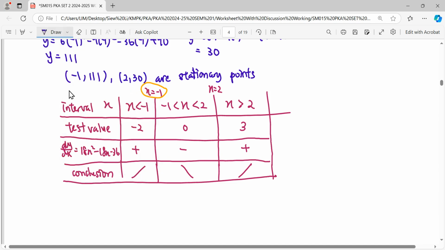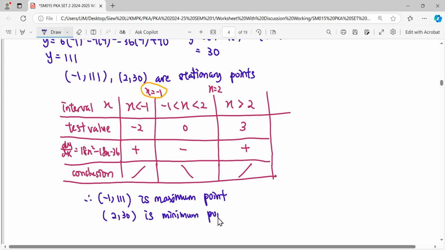So from here, we can conclude that negative 1, 1 is your maximum point. And then 2, 30 is the minimum point.